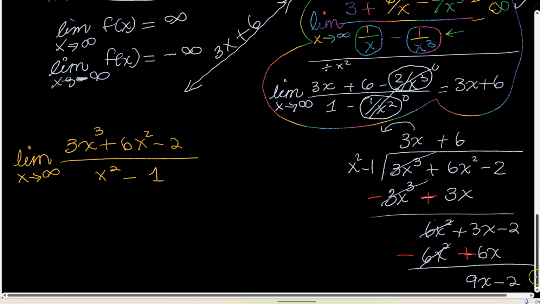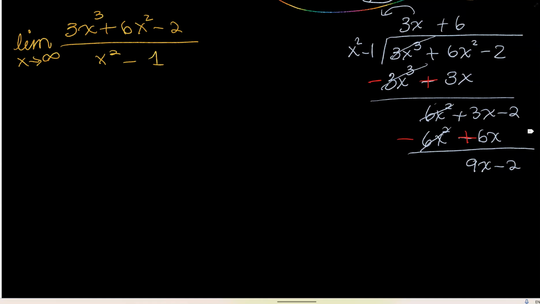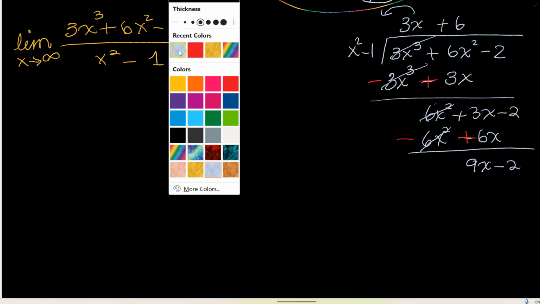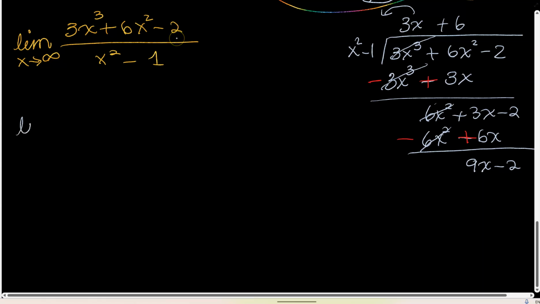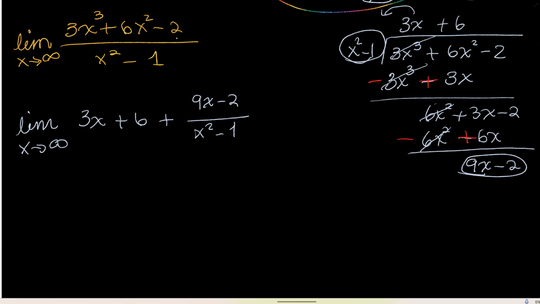9x minus 2 as our remainder, right? So the question here is how does that relate to what we were doing earlier? This fraction that we are looking at now becomes the limit as x goes to infinity of 3x plus 6 plus, and how do we write the remainder? We write the remainder over what we were dividing by. So on the numerator, I will have 9x minus 2 divided by x squared minus 1.